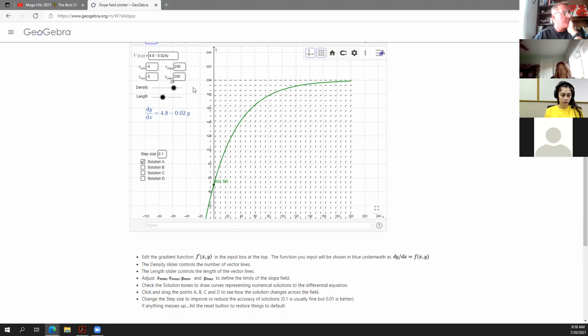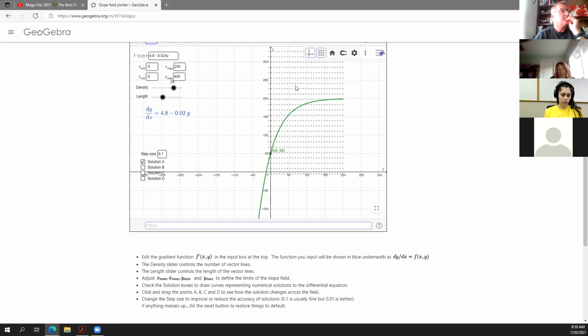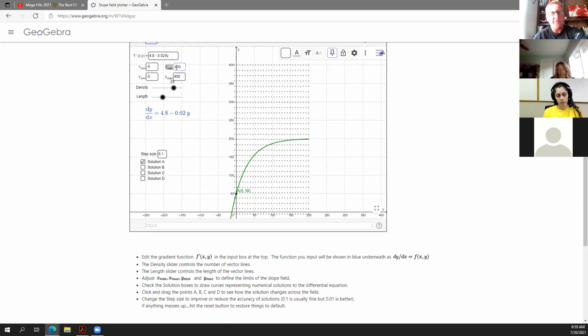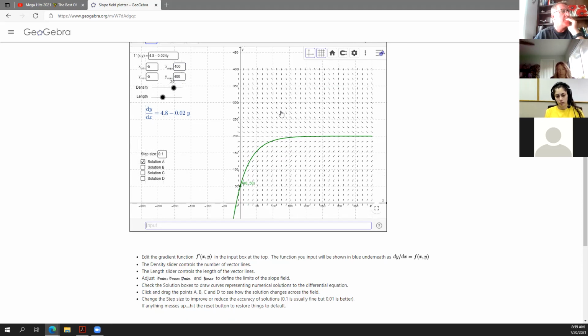Let me ask you another question. What if I take the Y max up and I'll take them both up? Well, maybe I'll just start with that. To keep it square, I think maybe I will take the time out to 400 minutes. What do you notice about the top part of this graph that doesn't surprise you? And what does that mean?